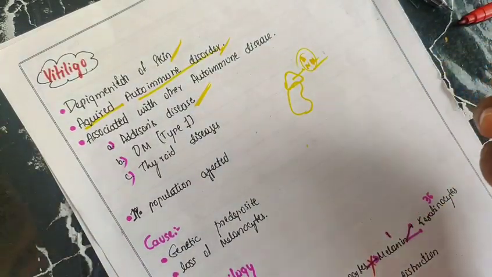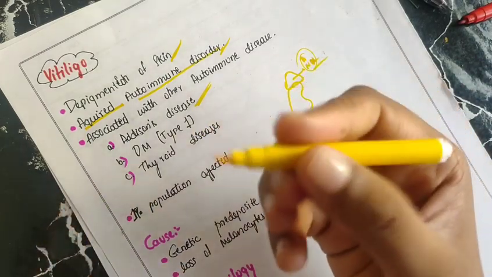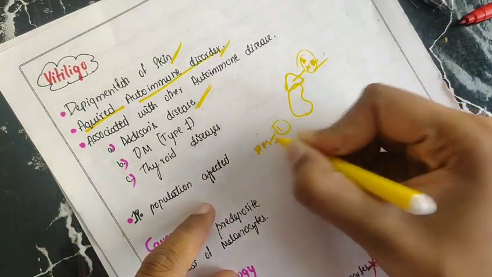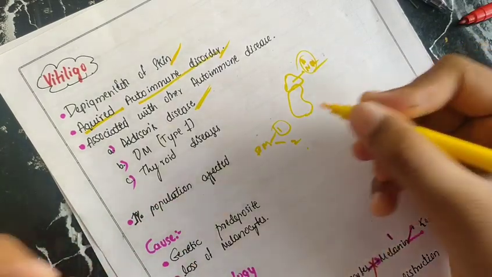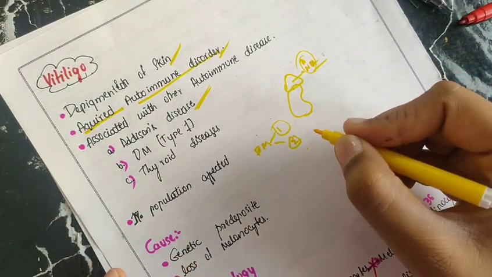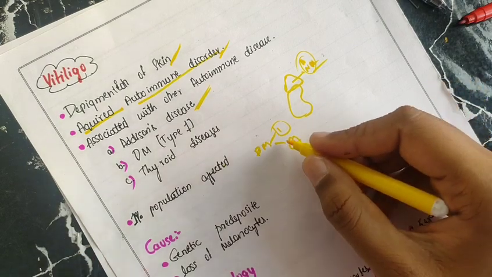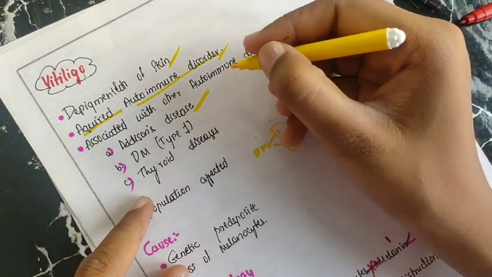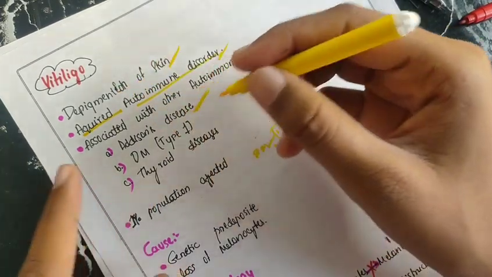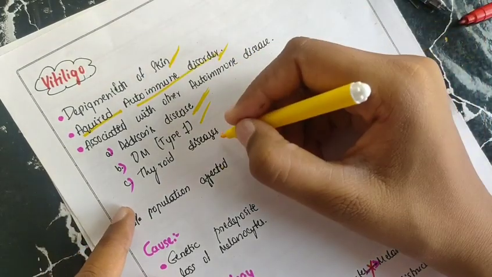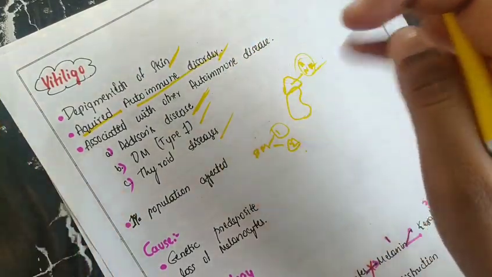And diabetes mellitus. There are two types of diabetes mellitus, type 1 and type 2. Type 1 is mainly insulin deficiency; insulin is not there. In type 2, even though insulin is there in the blood, it is not entering the cell. There is a resistance to insulin. That is type 2 diabetes. Vitiligo is mainly associated with Addison's disease and diabetes mellitus, and also thyroid diseases. Some thyroid diseases will be associated with vitiligo.